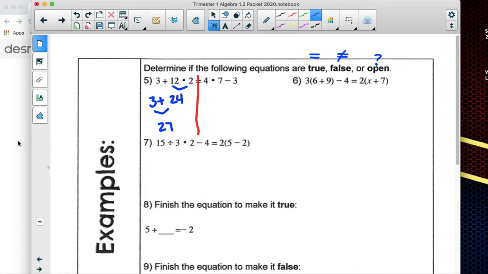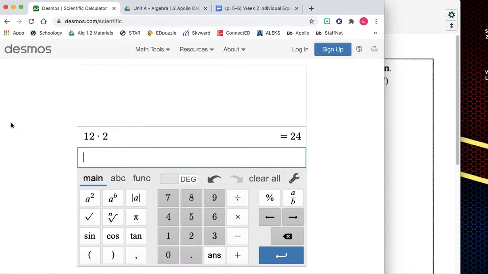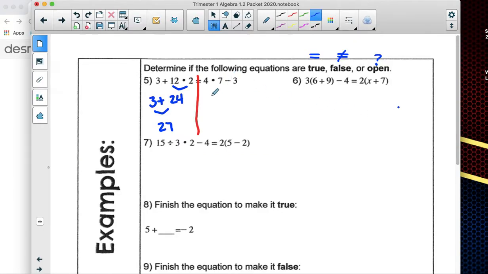What's really nice about Desmos, and I think you found that out during our order of operations video, is you can just type in this whole thing if you want to. We just have to be really careful. So it's 4 times 7 minus 3. And we just want to make sure it looks the same, and it does, and that's 25. Okay, so if this is 27, this is 25, they're not the same. So this is going to be a false equation because they're not equal.